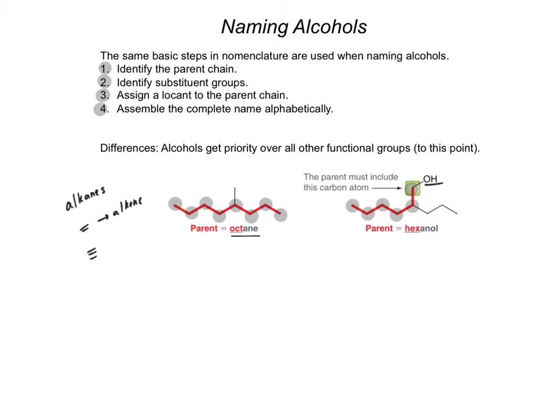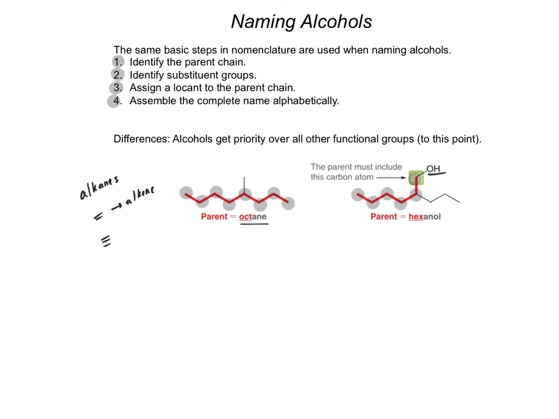okay? Another way that this differs with respect to identifying and naming the parent is that, again, this is 6, so our base here is going to be hex. With respect to alkanes, the ending is always A-N-E.